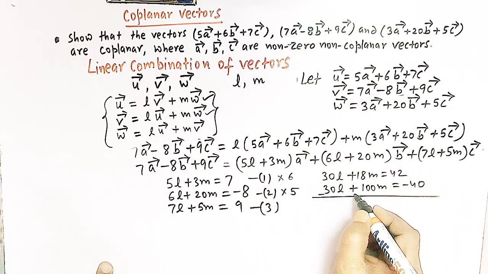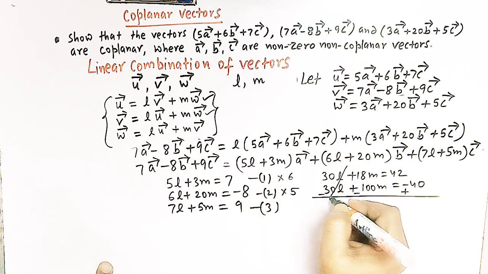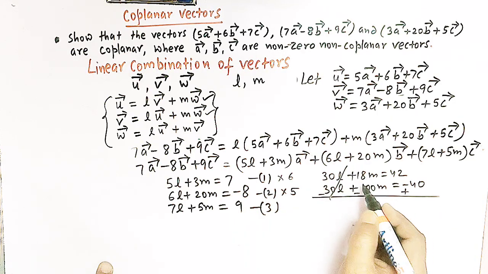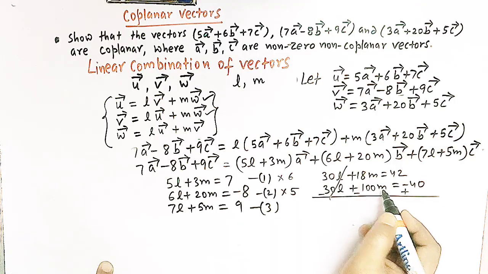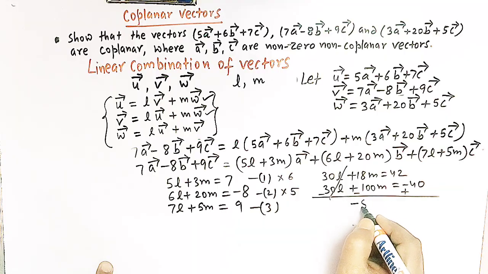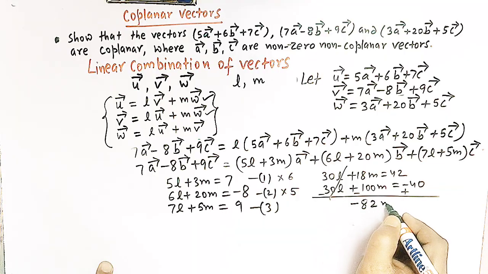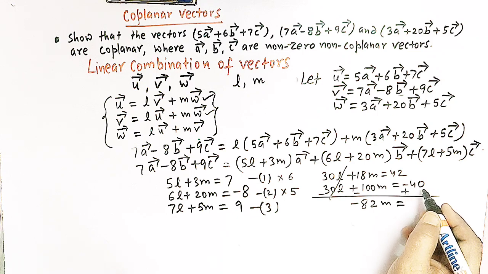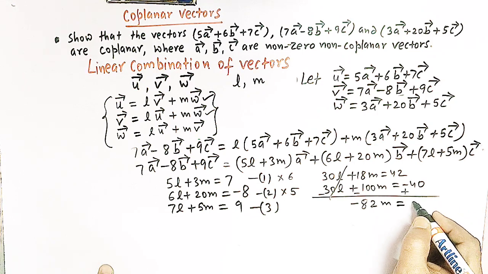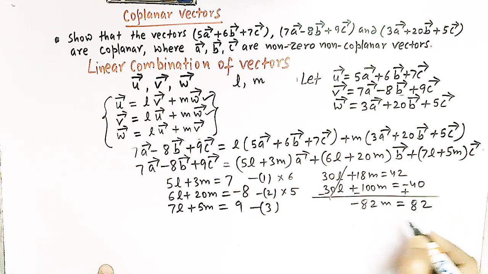So now we can subtract these two equations. So here these two terms get cancelled, and here we have 18 minus 100M, that is equal to minus 82M, and here we have 42 plus 40, that is equal to 82. So the value of M is 82 divided by minus 82, that is equal to minus 1.